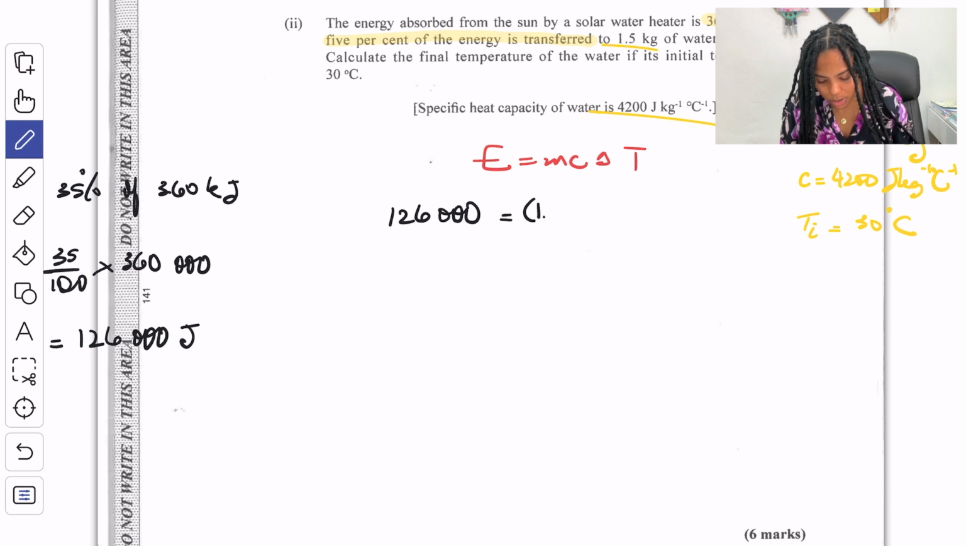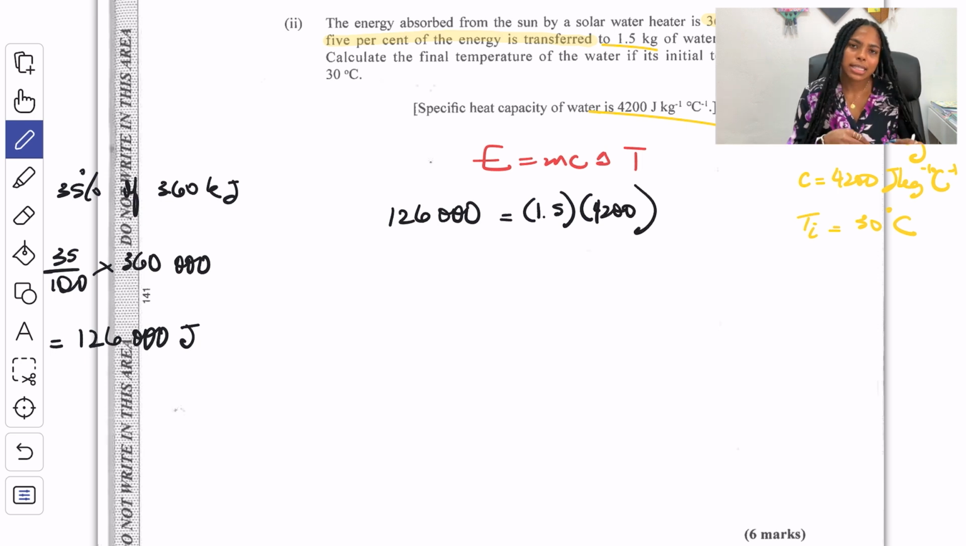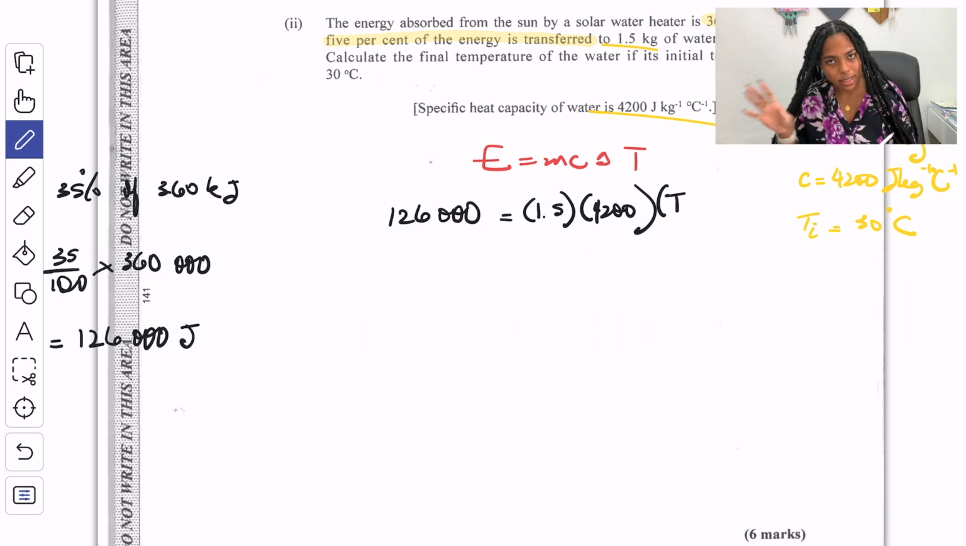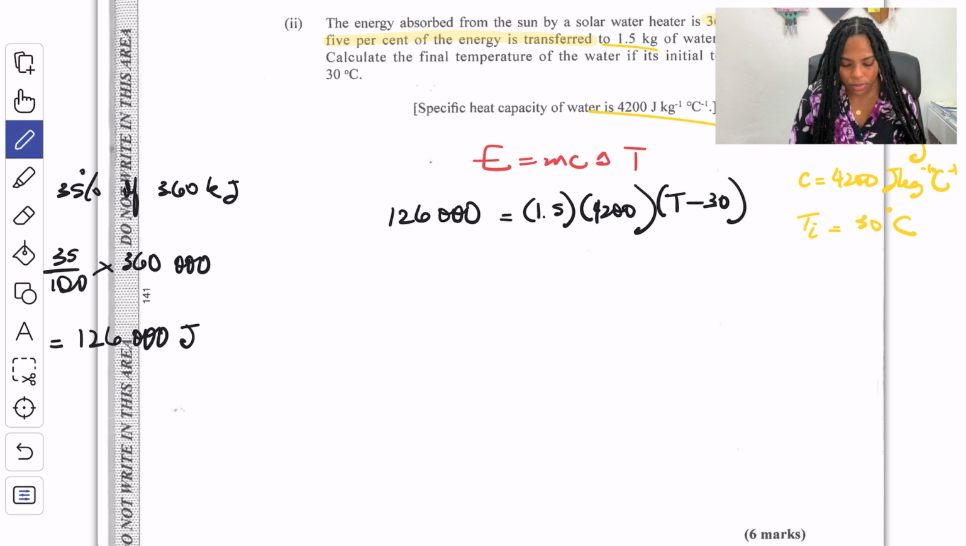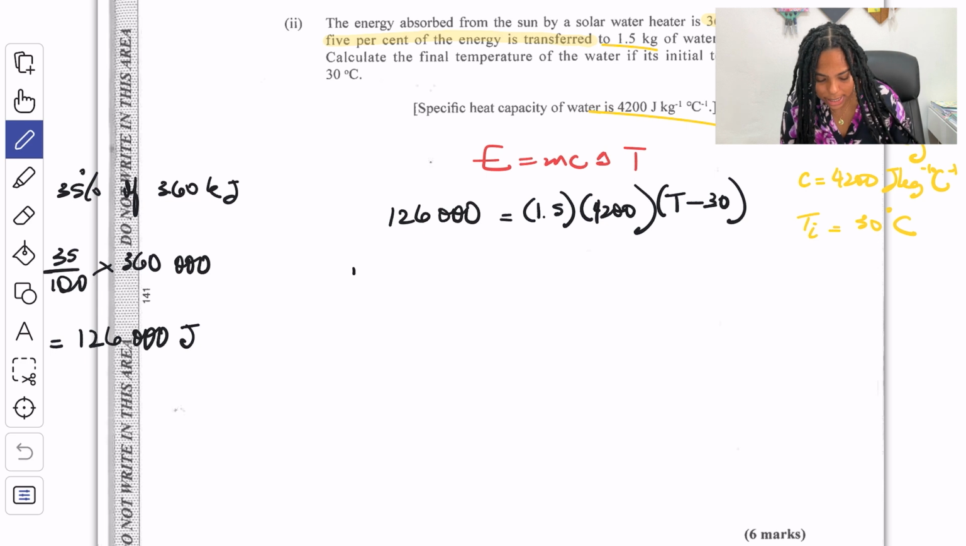It's 1.5 kilograms, C is 4,200. Now delta T is T2 minus T1. But we always put the larger temperature first because we're looking at the temperature change. So we keep it in the positive area. So the final temperature will go first because that's larger. And my initial temperature was 30. So to rearrange things, I could send 1.5 and 4200 onto the other side. They'll switch to division, so they'll come underneath here.